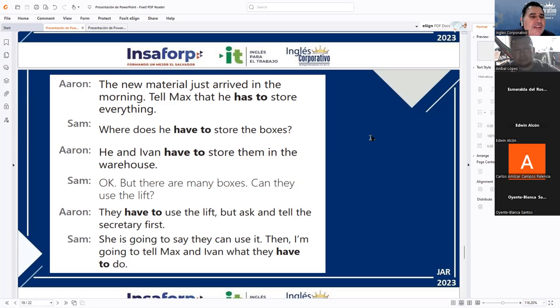Okay, where do we store the food? In the refrigerator, right? We store food in the refrigerator. We keep the food in the refrigerator. So boxes, where do you put the boxes? In the warehouse. What's a warehouse? What's a warehouse? Ideas? Warehouse? Bodega, right? Warehouse. So you store boxes in the warehouse. Okay? Warehouse. In the warehouse. Okay. Let's go to the groups and let's practice the conversation.